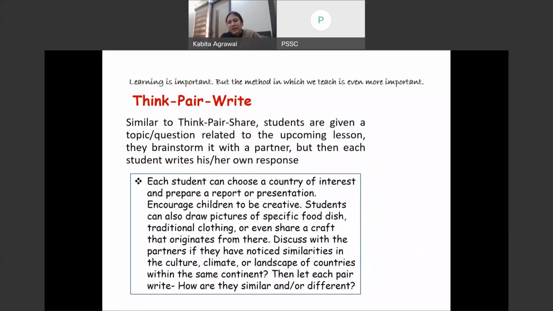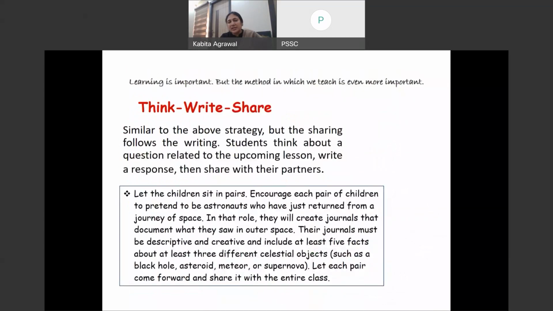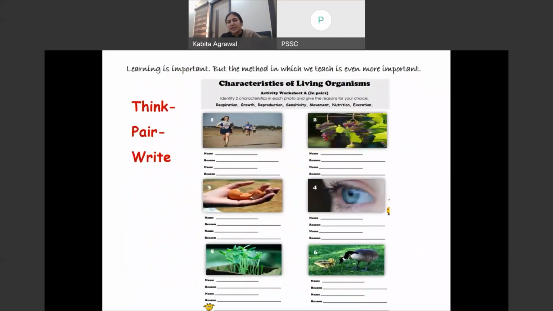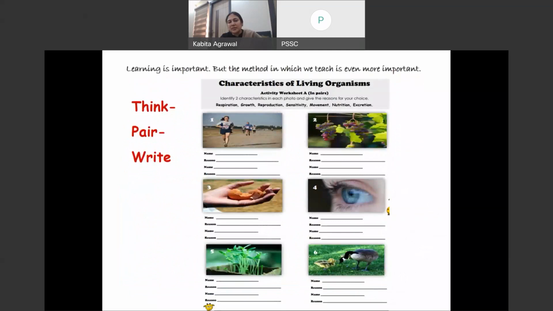Think, pair and write. Then the other was think, pair and write. Example, think, write and share. So think, pair and write. Think, pair and share. So here the children are sharing with the classroom. Here they are writing.